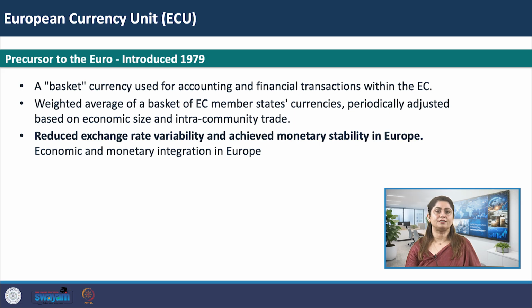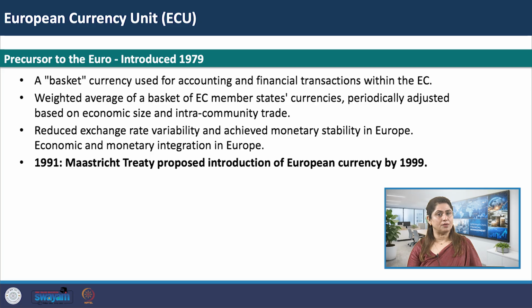It reduced exchange rate volatility and helped achieve monetary stability across Europe. But Europe wanted to go further. They wanted true monetary integration. In 1991, the Maastricht Treaty was signed. This was a historic decision. The Europeans committed to introduce a single European currency, what would become the euro, by 1999.